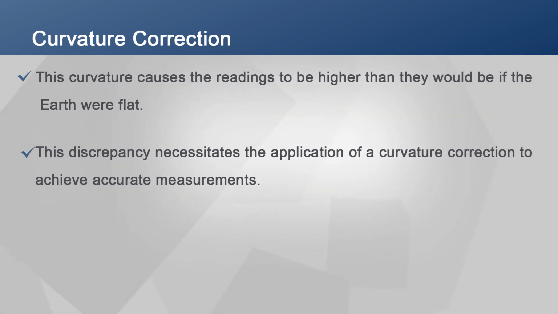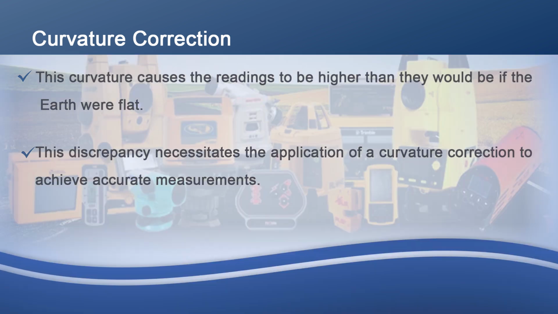When conducting leveling over long distances, the horizontal line of sight from the instrument does not coincide with the true level line due to the curvature of Earth. This curvature causes the reading on a leveling staff, which is held vertically, to be higher than it would be if the Earth were flat. This discrepancy necessitates the application of a curvature correction to achieve accurate measurements.